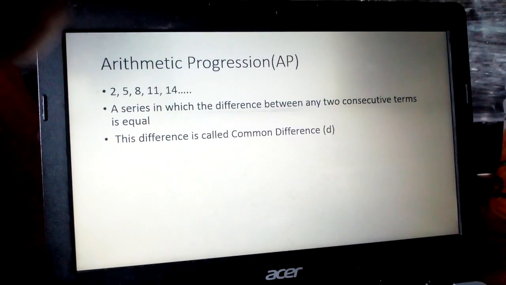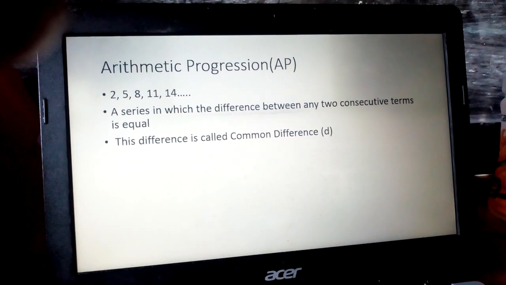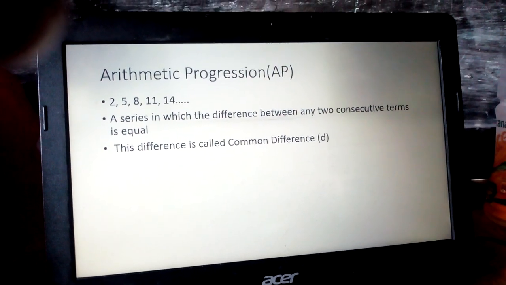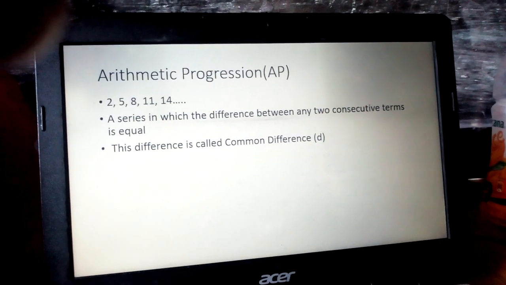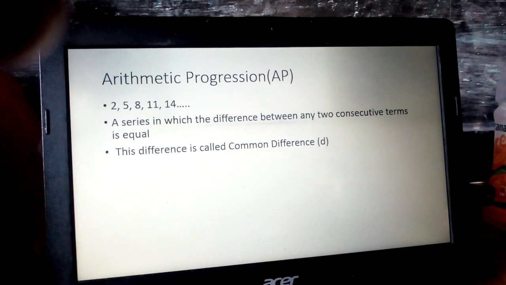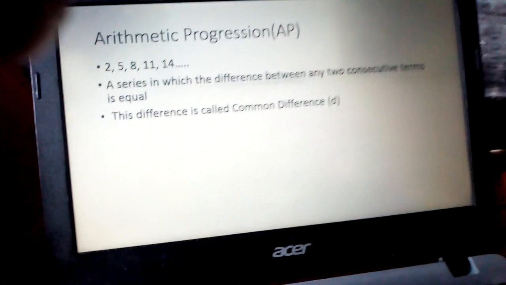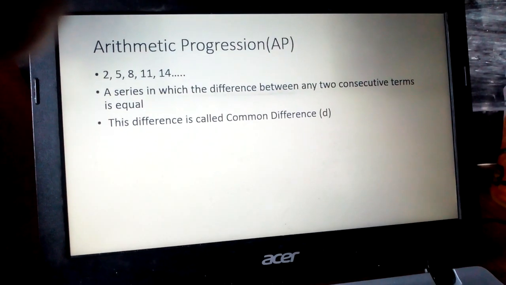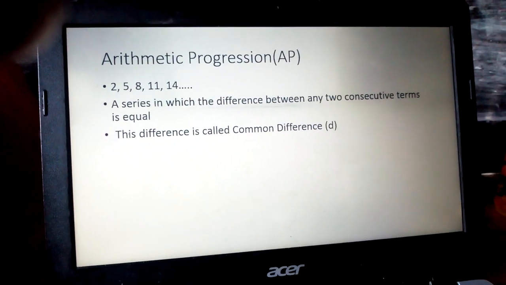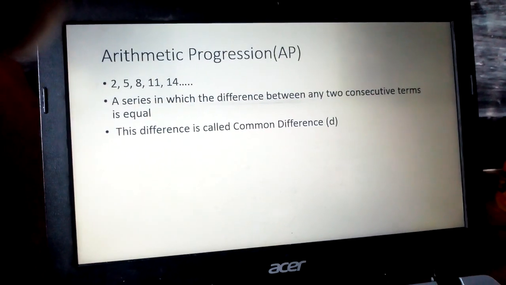Now, this difference is called the common difference. 5 minus 2, as you have seen, is equal to 3. 8 minus 5 is equal to 3. And 11 minus 8 is equal to 3. So this difference is called the common difference, and it is denoted by the letter small d.